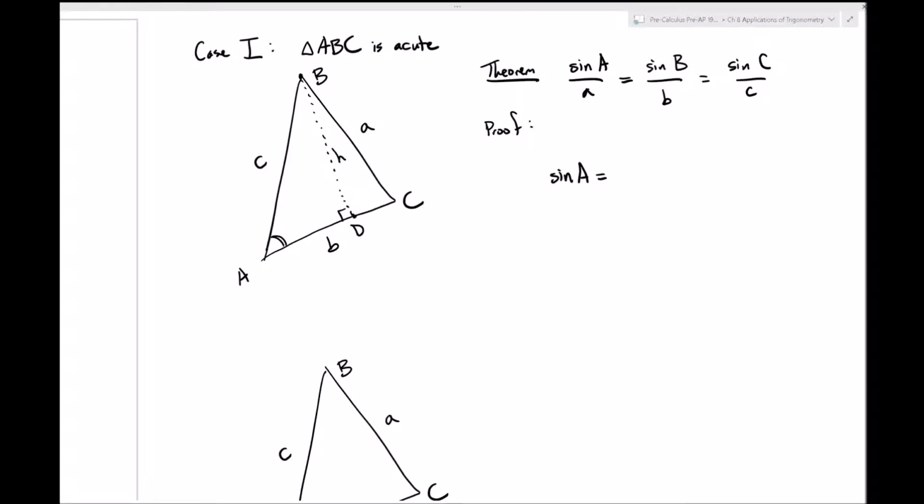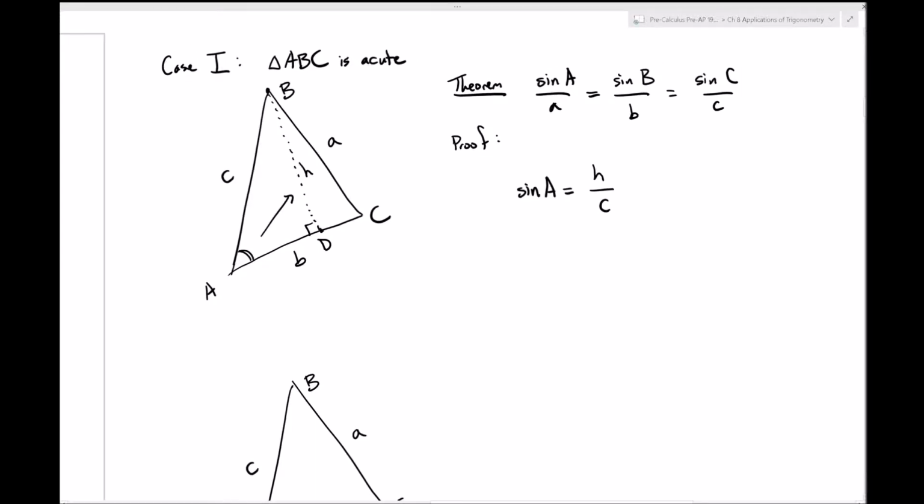So sine A, if you remember correctly, is opposite of A, which in this case is H. That's the opposite of A on the right triangle, not the acute triangle, the bigger one, but the inner one that makes a right triangle. So H over C, because C is the hypotenuse of that right triangle. So sine of A is equal to H over C.